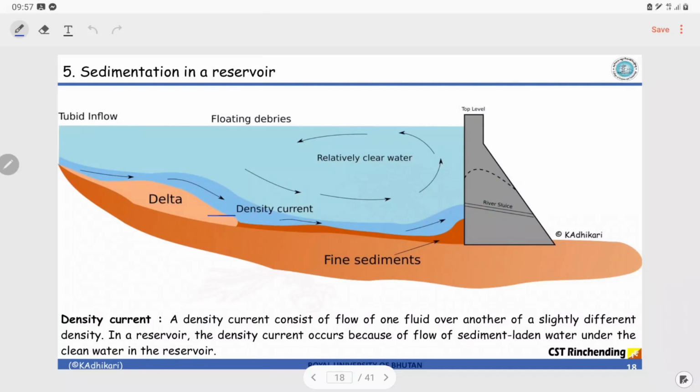This is the typical diagram showing you the various formations underneath a reservoir. First the deltaic formation, and then the small sediment carried by the water will start to settle through a sedimentation process at the bottom. Eventually this will fill up the dam. That is not desired, but it will take a long time. To reduce that sedimentation, this river sluice is constructed to flush out this sediment-laden water.